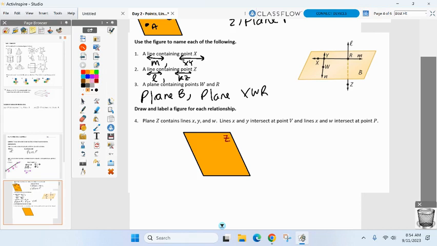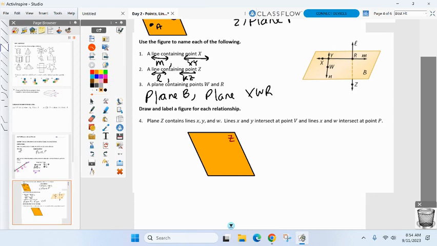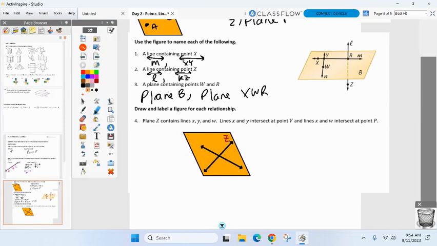Plane Z. In it, you have lines X and Y that intersect at V. So let me get two lines that intersect. There we go. We got them. Two lines that intersect each other. And I need to name those lines X and Y. So that tells me they're not points, so they have to go on somewhere on the arrows. And they intersect at a point called V.